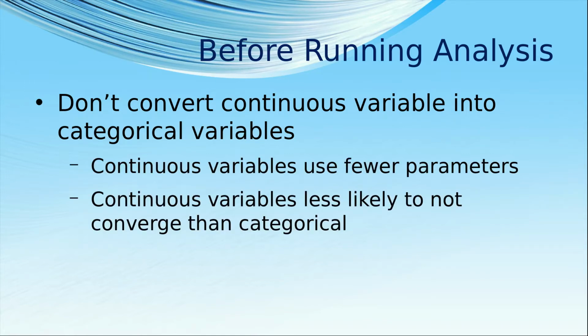Another thing that people often do is convert continuous variables into categorical variables. It's better to keep continuous variables as continuous variables since they use fewer parameters and they're less likely to not converge than categorical variables.